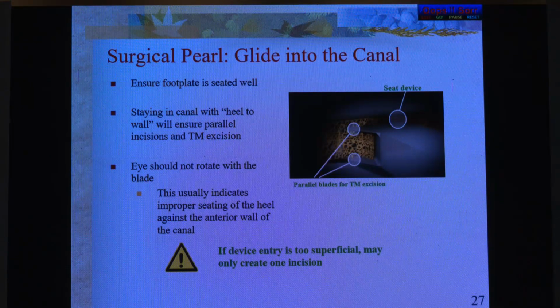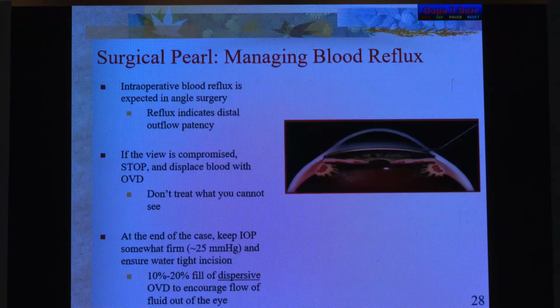As I told you, the footplate has to be seated well, and this is how you have to do it. As I told you earlier, reflux of blood is very important. You have to see that, and that is a good sign. At the end of the surgery, you have to have a little higher pressure. That means you have to inflate the AC and maintain a pressure of around 25 to 30 millimeters of mercury, and put an air bubble in so that you prevent further leakage from blood vessels.